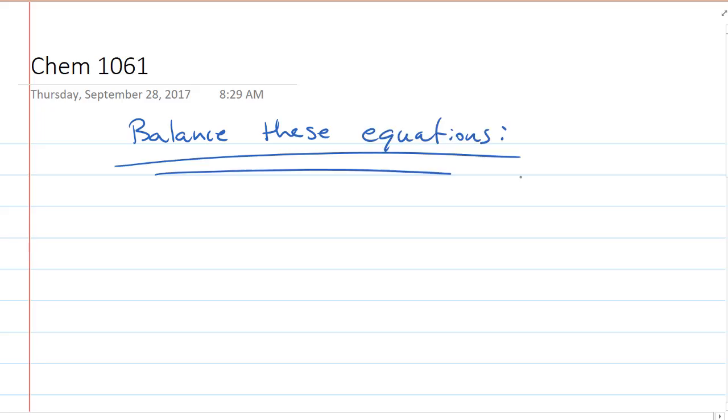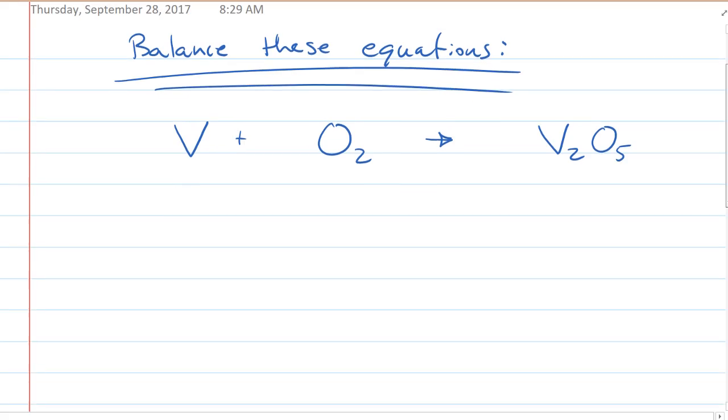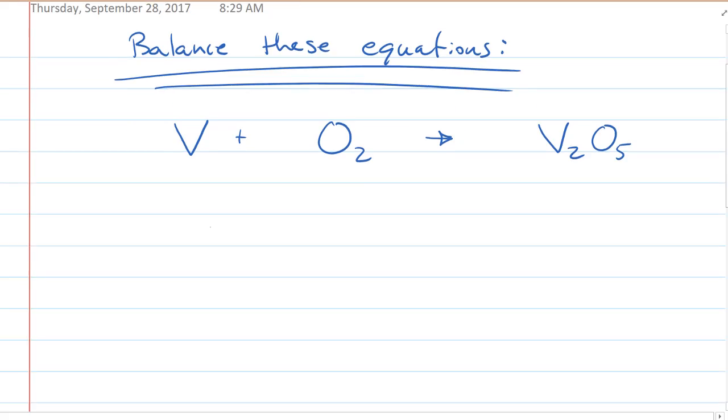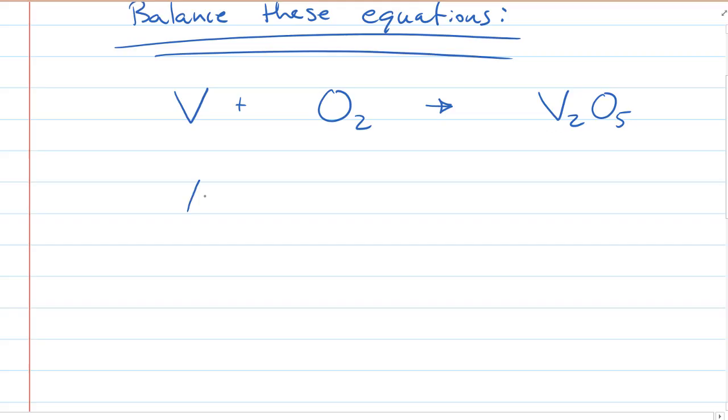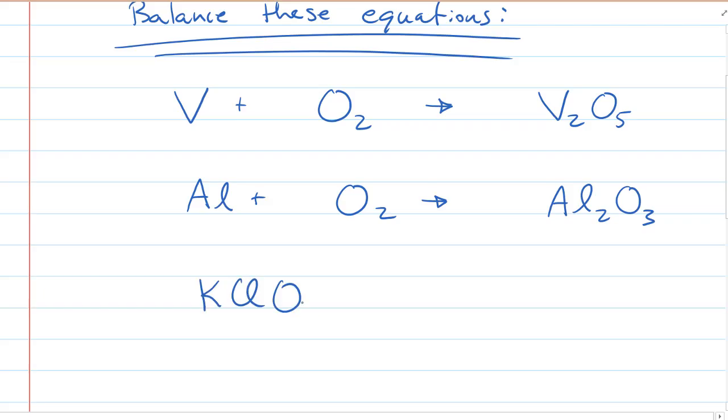We will have vanadium reacting with oxygen to yield V2O5. And by the way, we do not always need to include phase labels. Sometimes we need them for the context of the reaction. Next one, we'll have aluminum reacting with O2 to yield aluminum oxide. And then the last one, we'll have potassium chlorate decomposing to yield potassium chloride plus oxygen gas.